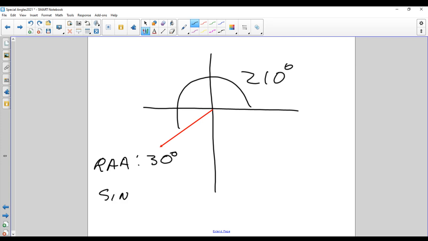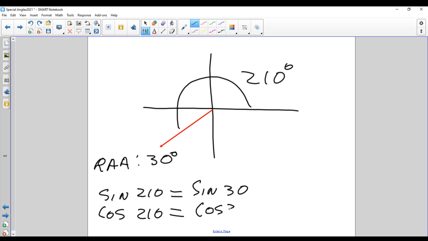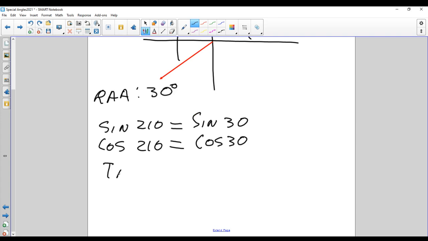So my sine of 210 is the same thing as the sine of 30 degrees. Now we're going to talk about this positive or negative in a minute, but it's going to be whatever 30 degrees is. Well, we may have to change the sign. We'll see in a minute. The cosine of 210 is going to be the same as the cosine of 30 degrees. And the tangent of 210 is going to be the same as the tangent of 30 degrees.